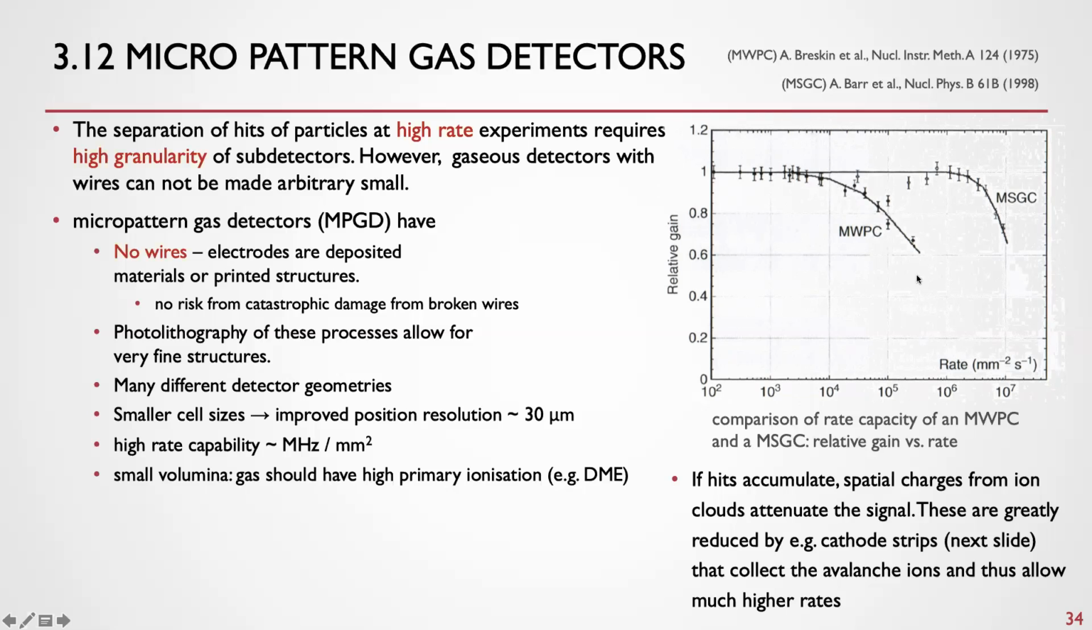If hits in the detector accumulate and you can no longer separate them, the individual gain per hit reduces. So above a rate of 10,000 per millimeter squared per second, the multi-wire proportional chamber begins to give up. The microstrip gas chamber can tolerate rates that are 2 orders of magnitude higher. So here we have megahertz per millimeter squared per second.